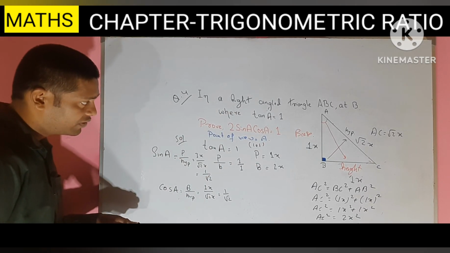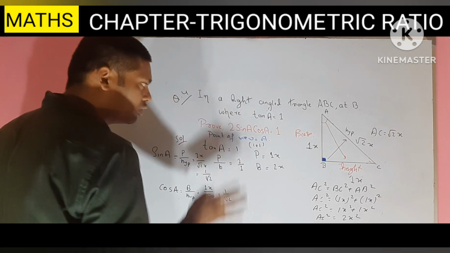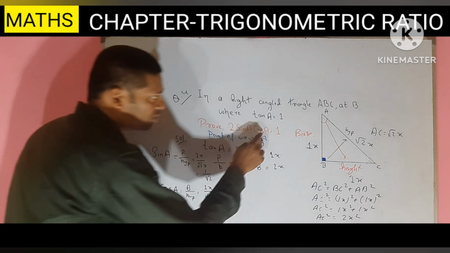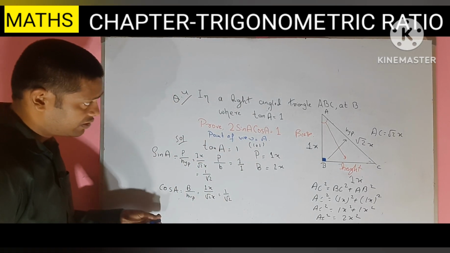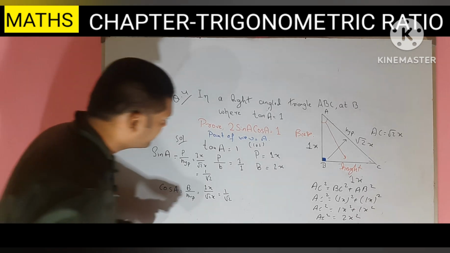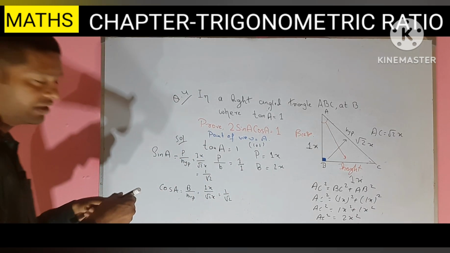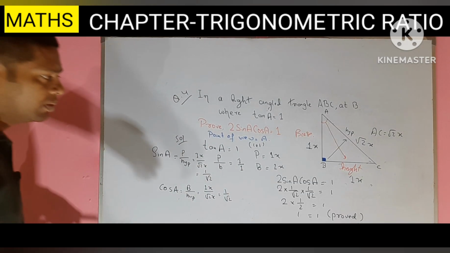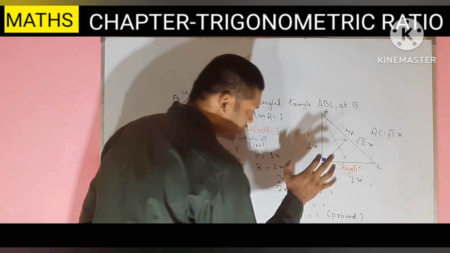Done. Now after that, they're saying 2 sin a cos a. The 2 we know is a value, the sin a value we know, and the cos a value we got. Now we'll see whether you're getting the answer or not. Let me make some place for this one. So simply, 2 sin a cos a equal to 1, this one you need to prove.